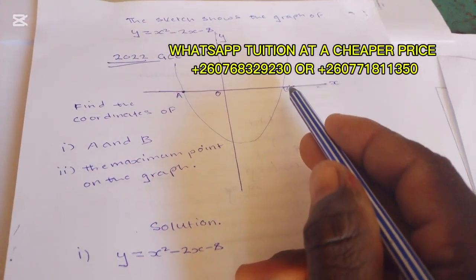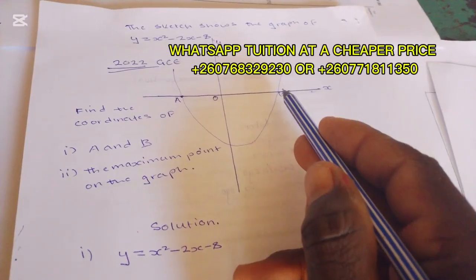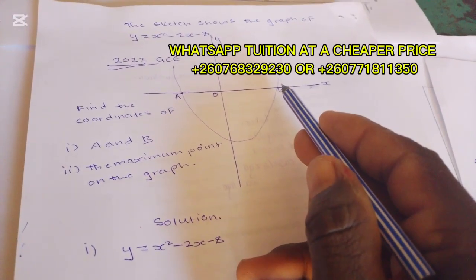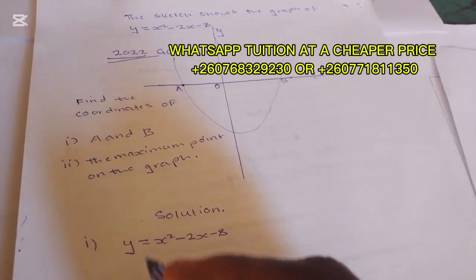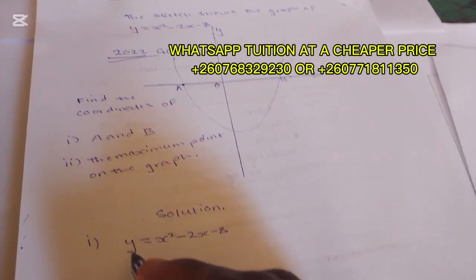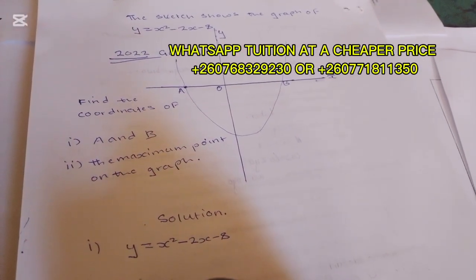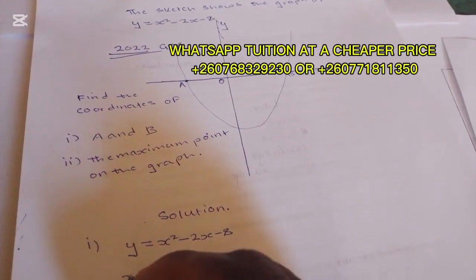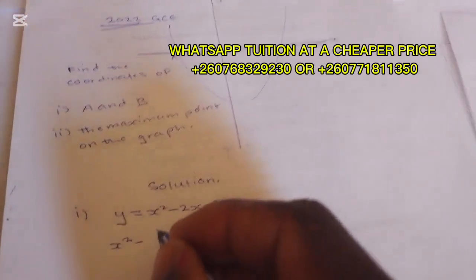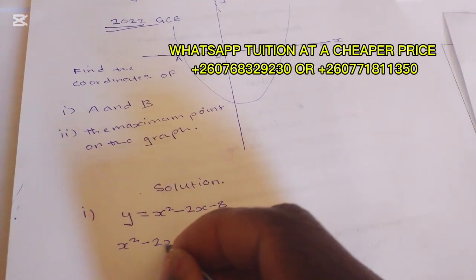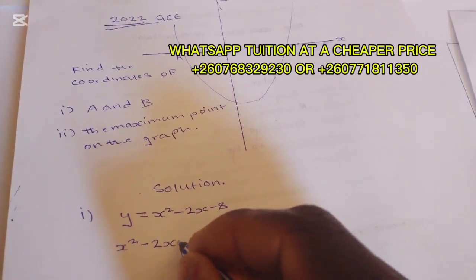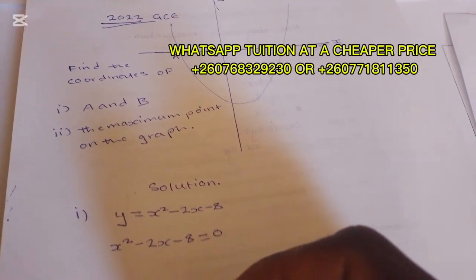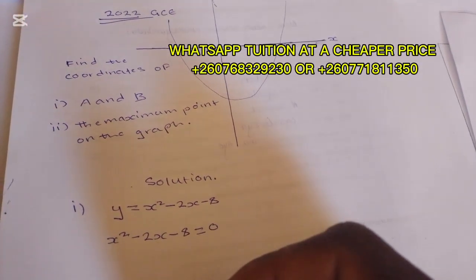and B are on the x-axis. So y, we are going to equate it to 0. Where there is y here, we say everything here is equal to 0 because they are on the x-axis. So we write x squared minus 2x minus 8 is equal to 0.